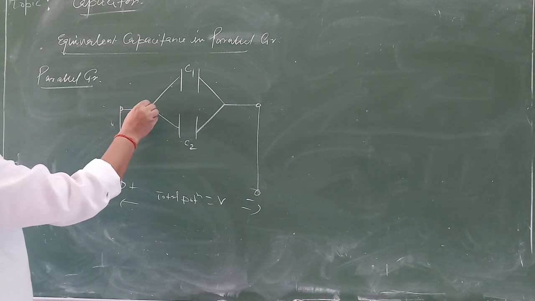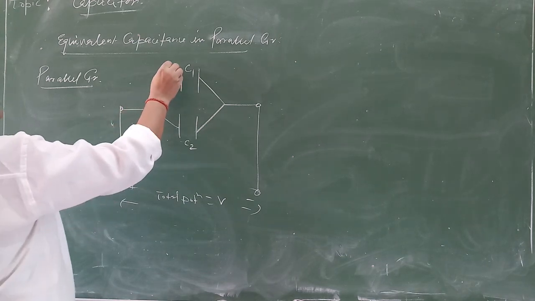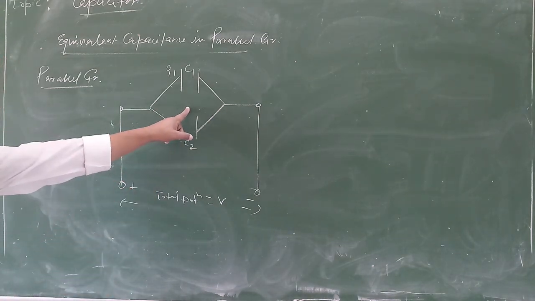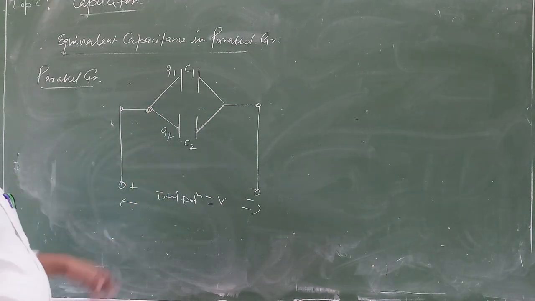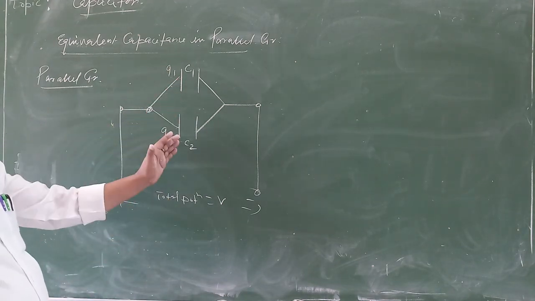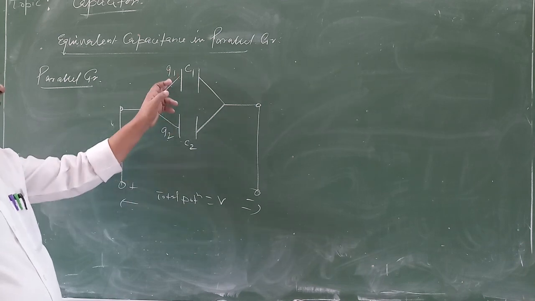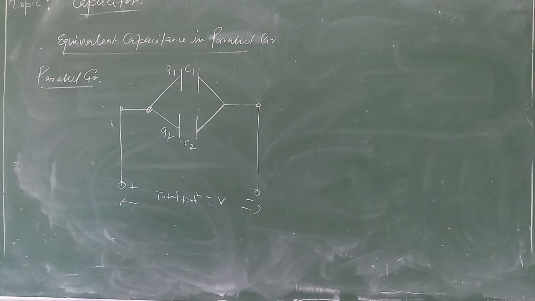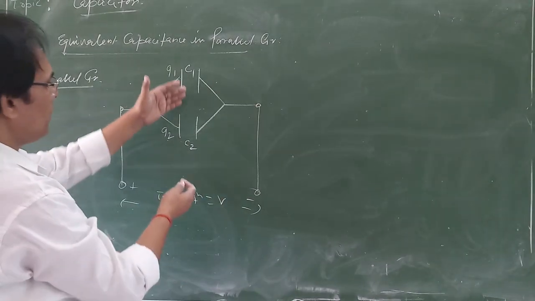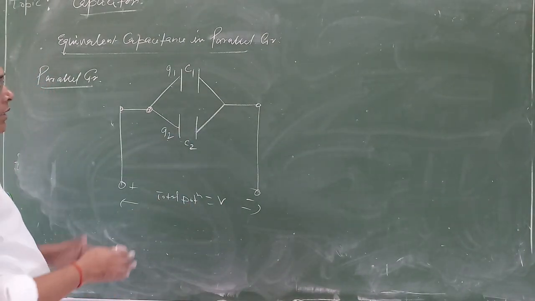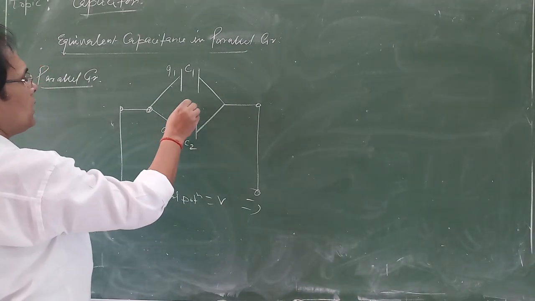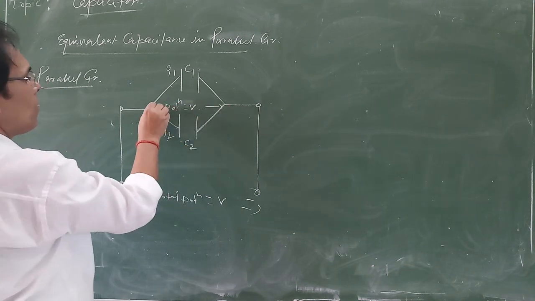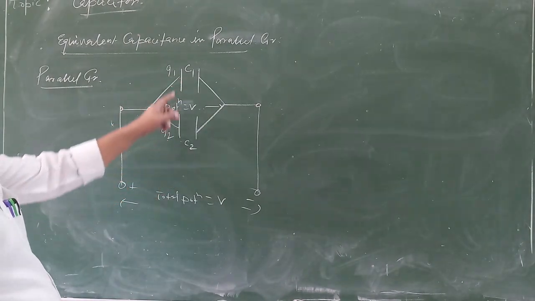Let Q charge be given to this plate. So here Q1 charge is coming and here Q2 charge is coming. The charge gets distributed because here is a junction. When the charge comes to this junction, the charge gets distributed in both directions. Let Q1 charge come to this capacitor and Q2 charge come to this capacitor. Now the potential across capacitor C1 and C2: there is no distribution of the potential. So the potential across each capacitor will be equal to the total potential V. So the potential of the two capacitors is the same.